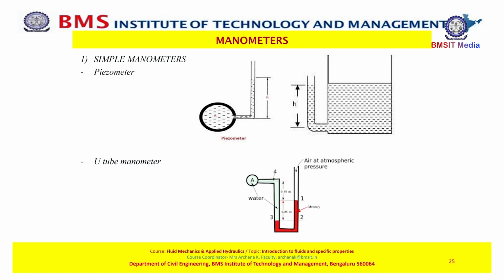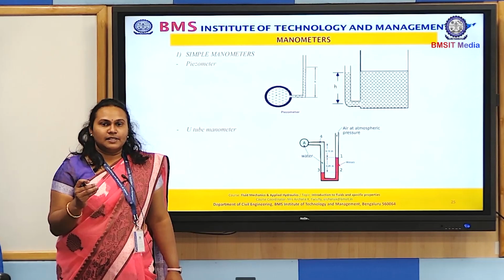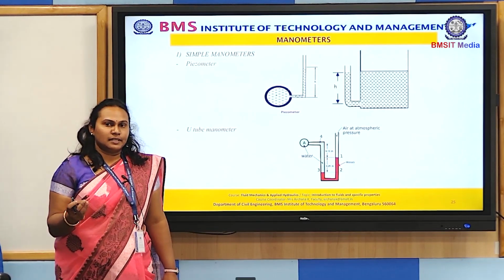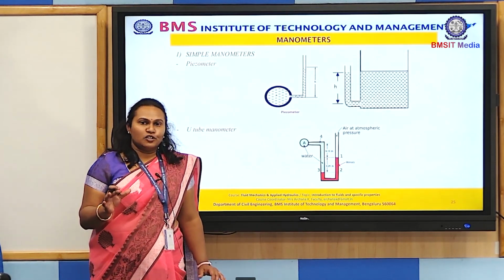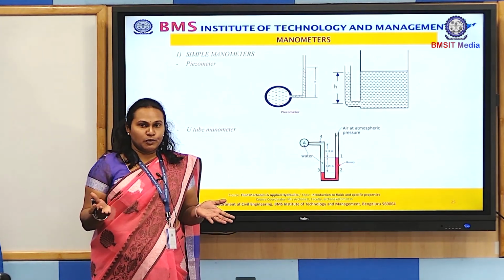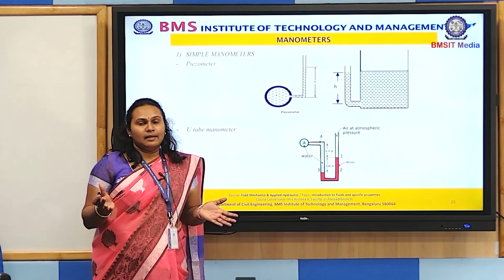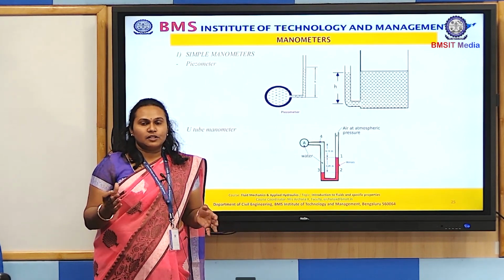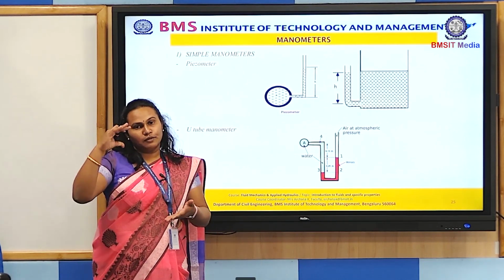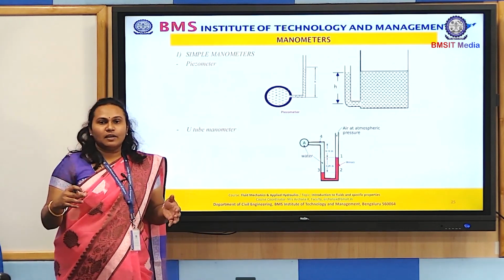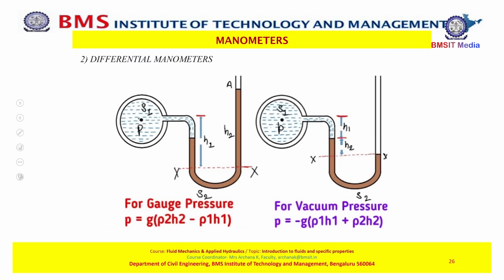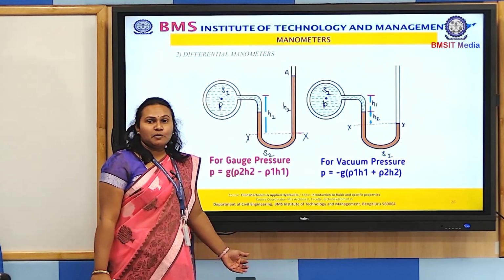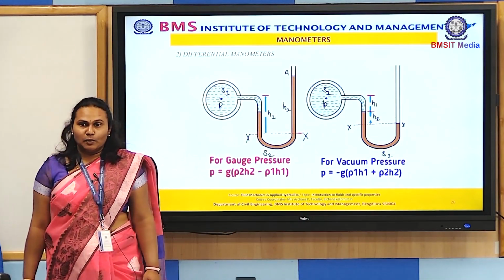What is a manometric fluid? A manometric fluid is a denser fluid contained in a manometer, and it should be immiscible with the fluid being measured in the pipe. It is usually denser because we can reduce the height of the tube and measure higher pressure with shorter tubes. The second type of manometer is known as the differential manometer.